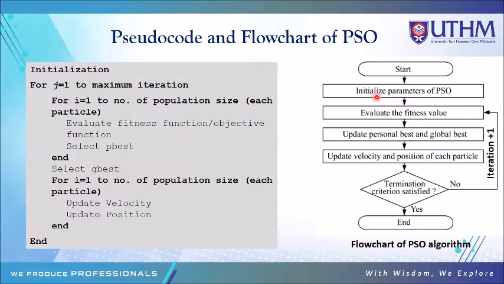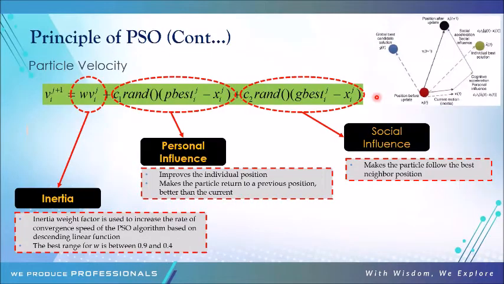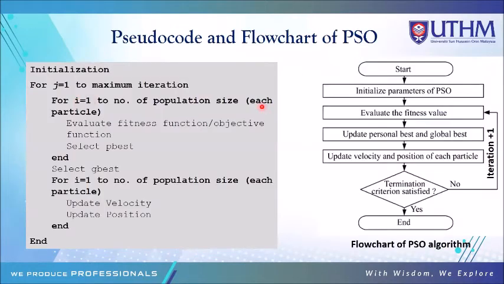We have the acceleration coefficients, C1 and C2 from the previous slide. We need to initialize C1 and C2, as well as the initial weight factor. We need to determine the values for W, C1, and C2. That's the meaning of initializing parameters. The question is, what is the best parameter to set for the PSO algorithm?